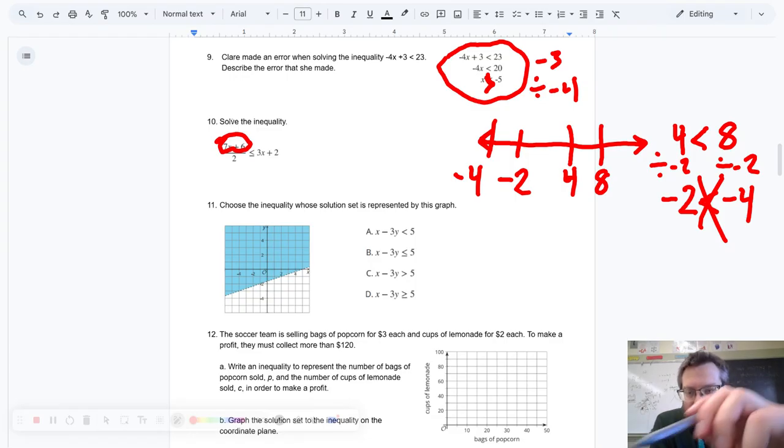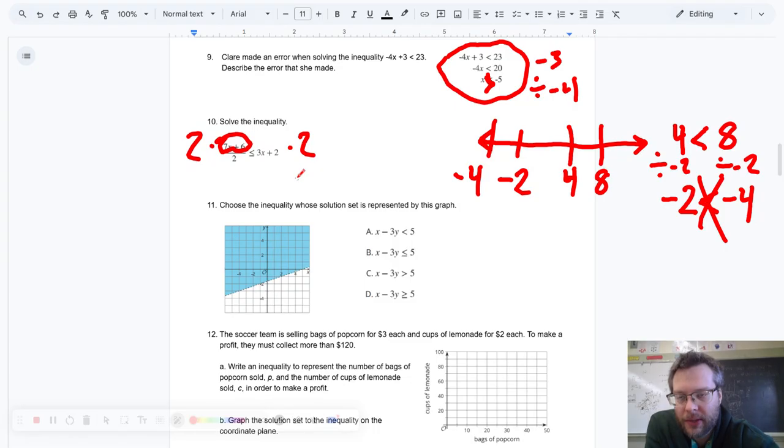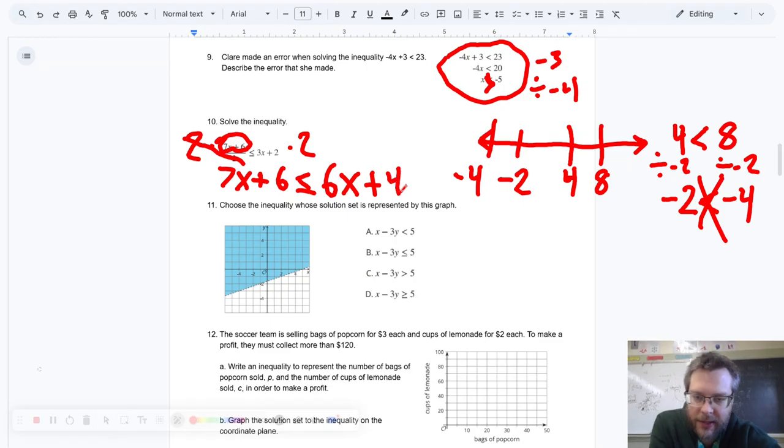What's the opposite of divided by 2? So you just go times 2 on both sides. Times 2 and divided by 2 cancel. So 7x plus 6. And then we multiply by 2: 6x plus 4. I did 2 times 3x and 2 times 2. Now it's just standard solving stuff.